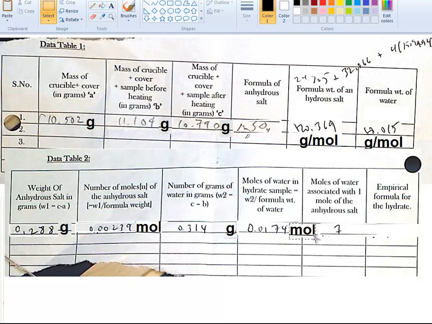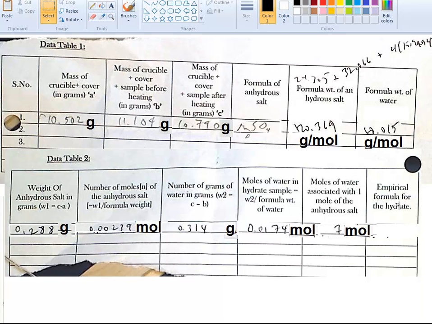remember, on the front of this worksheet, Sabrina says you can't have a fraction of a molecule of water. So she wants you to round this to the nearest whole number, and that's 7. So this 7 moles of water means that for every formula unit of magnesium sulfate, there are 7 molecules of water stuck to it. And those 7 molecules of water are necessary for the crystal structure of magnesium sulfate.